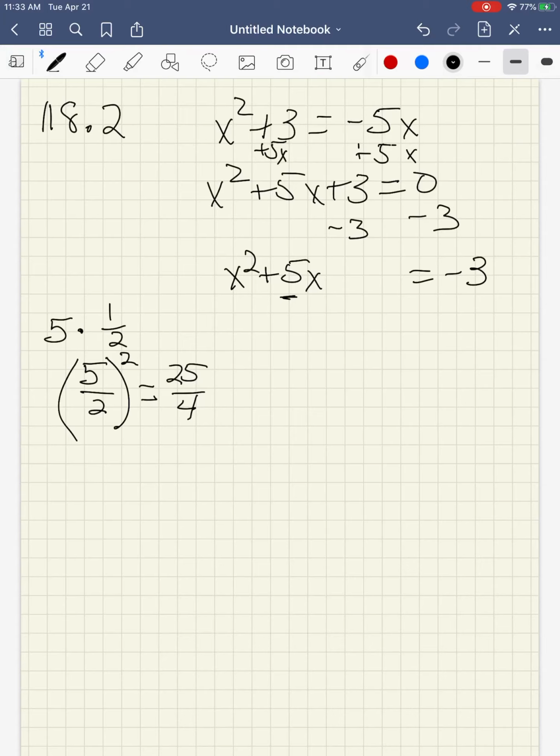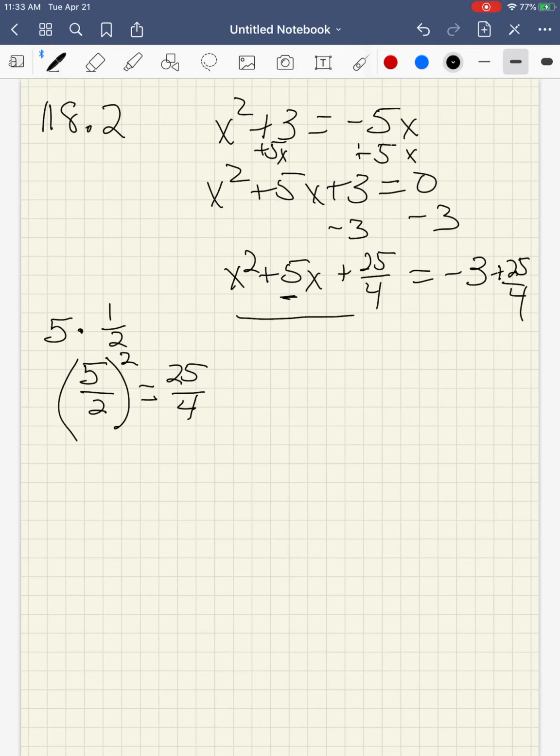We add it to both sides. So plus 25/4 here and plus 25/4 here. And I can hear you guys through the computer growling because you love working with fractions so well, but that's too bad, okay? Not everything comes out to be a whole number.